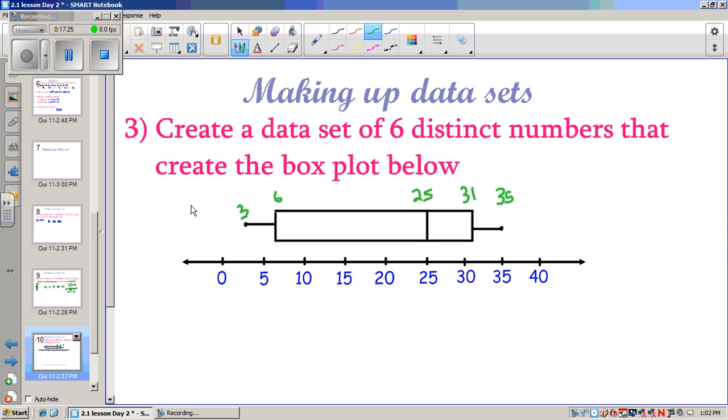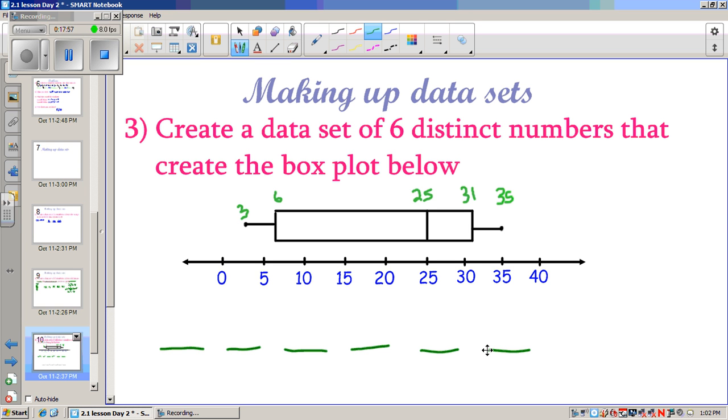Last one of the lesson. We're going to make up a data set that's got 6 distinct numbers. That's the key, is that it's distinct numbers. Every number is different. So we're going to create 6 numbers: 1, 2, 3, 4, 5, and 6. It says that it has to create that box plot below. Well, I know my 5 number summary is 3 is my min, 6 is my first quartile, 25 is my median, 31 is my third quartile, and 35 is my max.